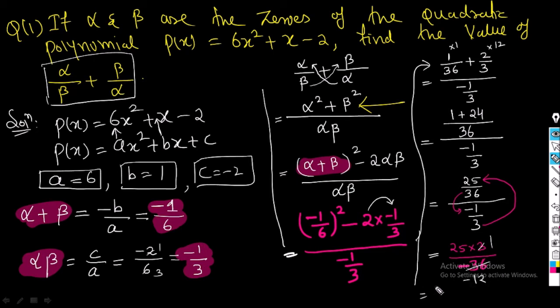So what is the answer here? 25 by minus 12. So 25 by minus 12, always you can write the minus in the numerator. So the final answer will come minus 25 by 12. And that is the final answer. Any student? Let us go for the second question.